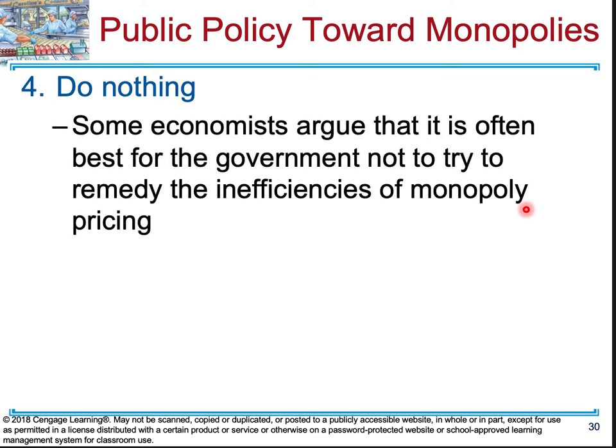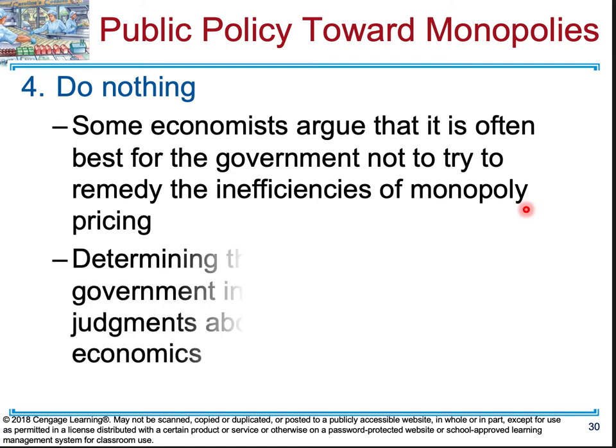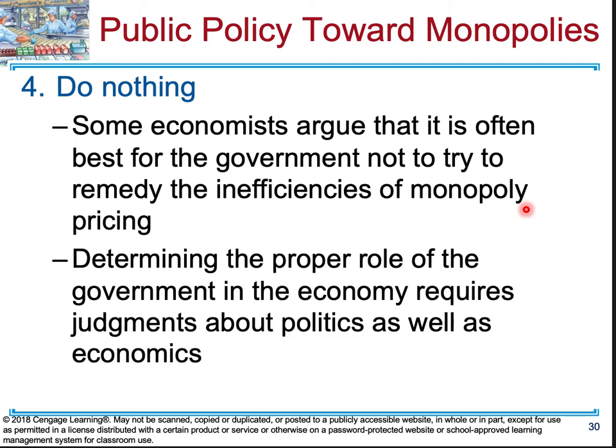Okay, the last policy is do nothing. Some economists argue that it's often best for the government not to try to remedy the inefficiency of monopoly pricing. Determining the proper role of the government in the economy requires judgments about politics as well as economics. So in some cases there is no policy. Some economists have a much more classical approach: hands off, let the market figure itself out. An argument for doing nothing is that if a monopoly charges too much of a price, no one's going to purchase their product.